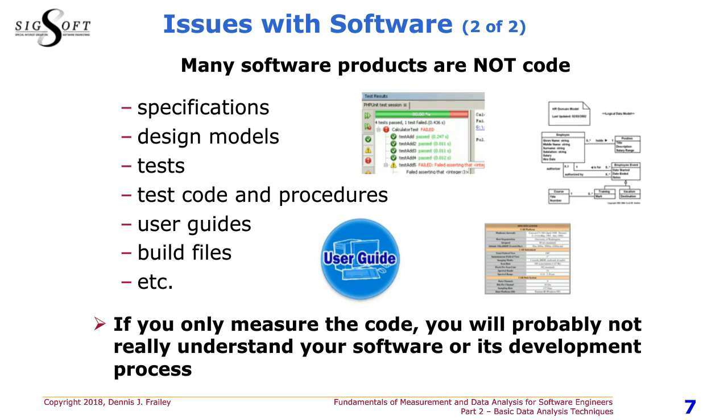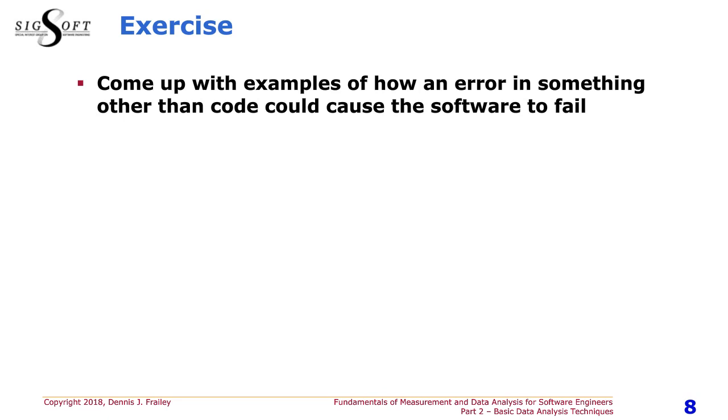Okay. Now, I threw one of these out last time, and I'll throw it out now. This is just an exercise. Come up with examples of how an error in something other than code could cause your software to fail. It's a good little exercise to think about.